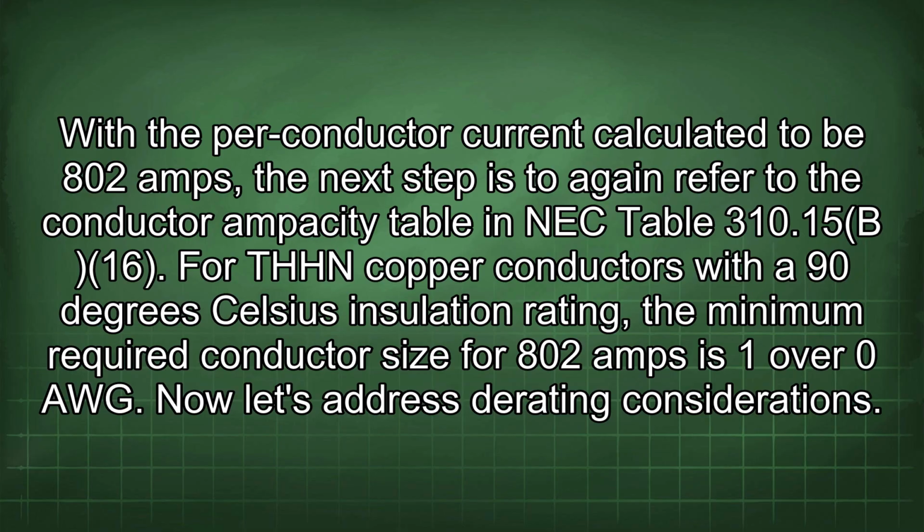With the per conductor current calculated to be 802 amps, the next step is to again refer to the conductor ampacity table in NEC Table 310.15(B)(16). For THHN copper conductors with a 90 degrees Celsius insulation rating, the minimum required conductor size for 802 amps is 1/0 AWG. Now let's address derating considerations.